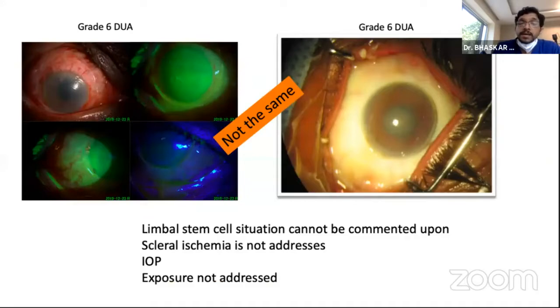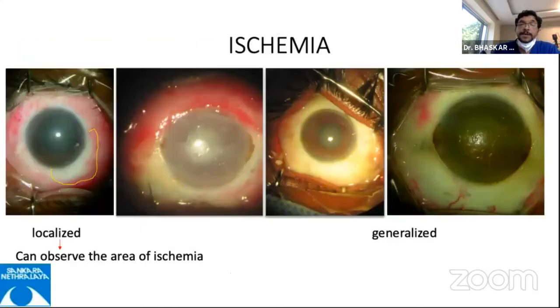Again, when you're looking at an epithelial defect, an eye which looks like this, which is grade 6 DUAS, where there's a conjunctival and tarsal defect, and an eye which is looking like this, which also has a defect, is still not the same, because this doesn't have ischemia, whereas the eye on the right, where it is looking white, has significant scleral ischemia. And the prognosis of both these are not going to be the same, because if you have ischemia, you need to address the ischemia with tenonplasty. If it's a localized ischemia, you can just observe it. But if it is a generalized ischemia, you would need tenonplasty surgery.